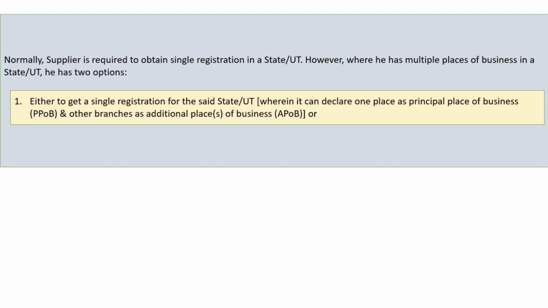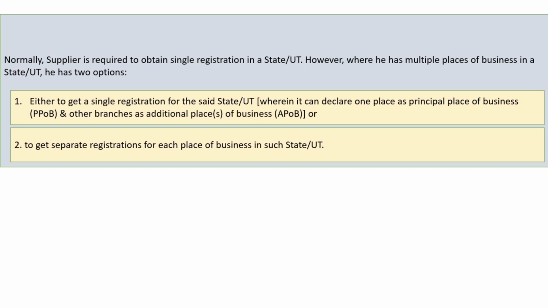At one place, जैसे उसका एक से ज्यादा बिजनेस का प्लेस है एक ही स्टेट में, जैसे गुजरात में उसका एक प्लेस ऑफ बिजनेस वडोदरा में है, दूसरा प्लेस ऑफ बिजनेस अहमदाबाद में है, तीसरा सूरत में है, तो दैट मीन्स he can declare one place as a PPOB. That is, let us take in this example, he has declared Vadodara as a PPOB and additional branches as APOB, that is additional place of business.